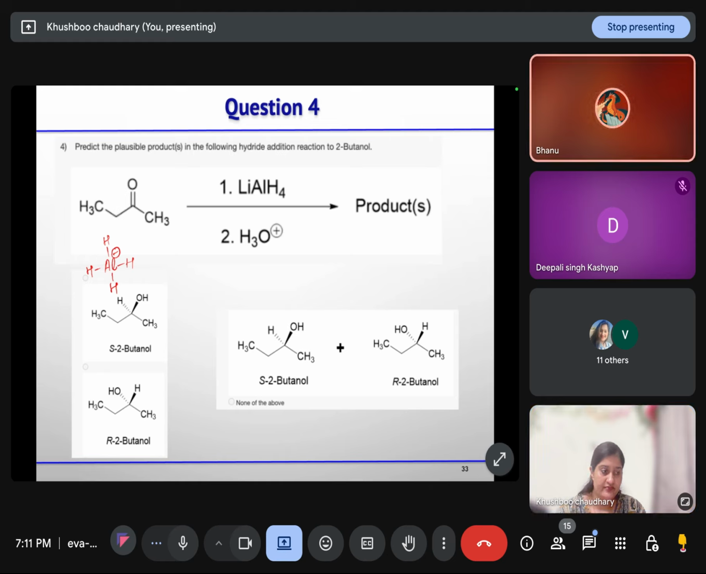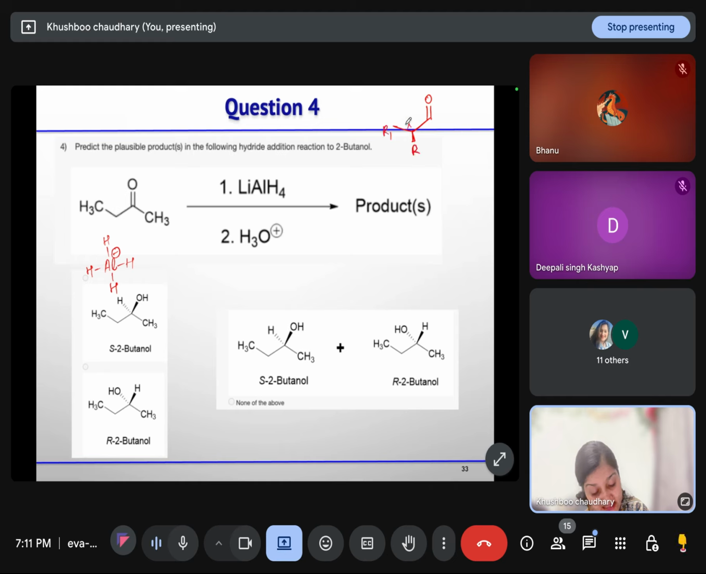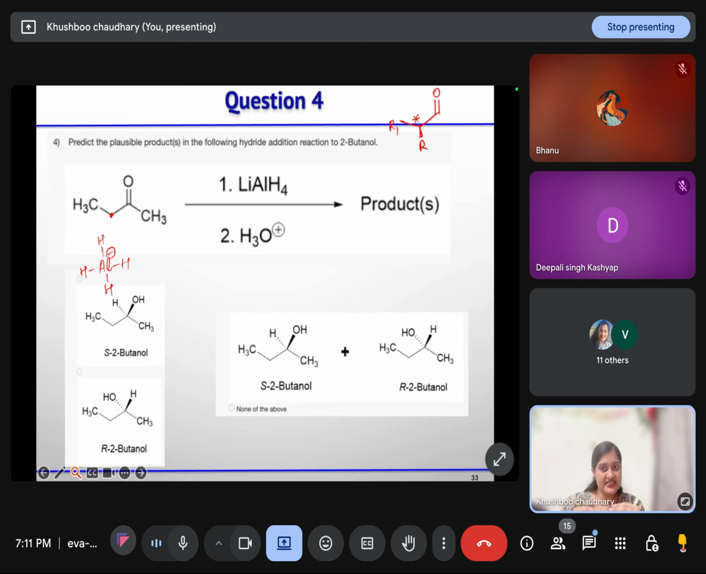No. See, we will apply the Felkin-Anh model when the chiral center is already present at the alpha center. Now in this case, at the alpha position, two hydrogens are there. That means this center is not chiral. So Felkin-Anh will not be applicable. This you should keep in mind, don't forget. Now, lithium aluminium hydride is there. That means it is a hydride source.